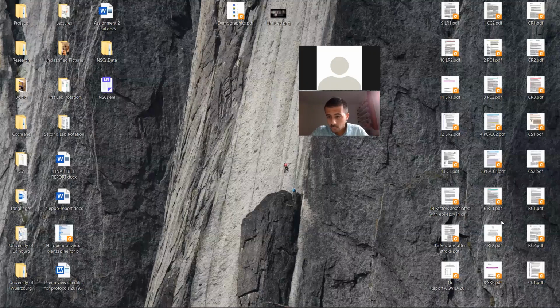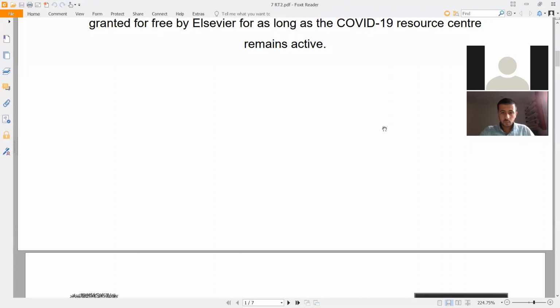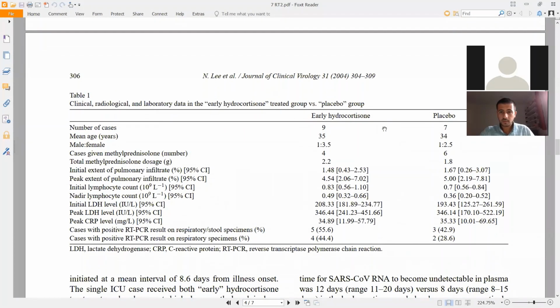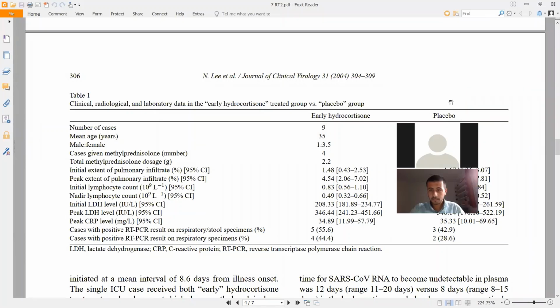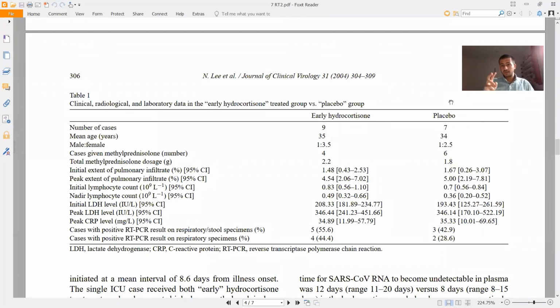Okay, so we will go to paper number 7, RT2. For this paper, we will also go to the first table. As I said like 2 minutes ago, I will just minimize this. Here we have a table with early hydrocortisone and a placebo. So, do we need any other clue?